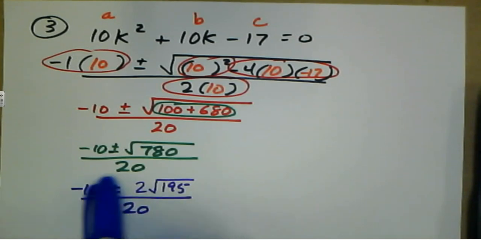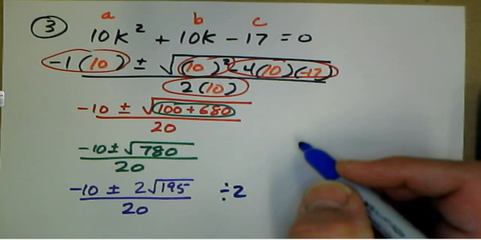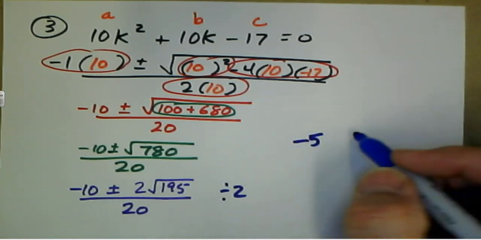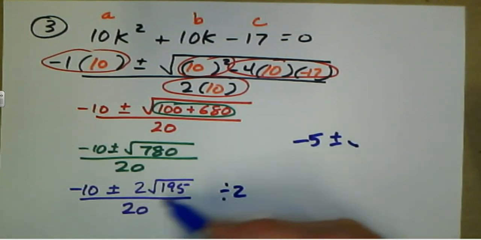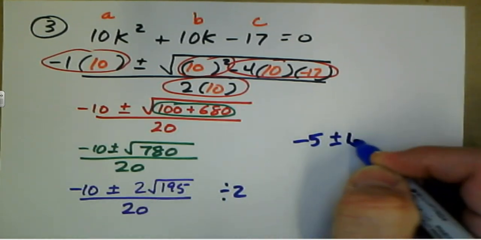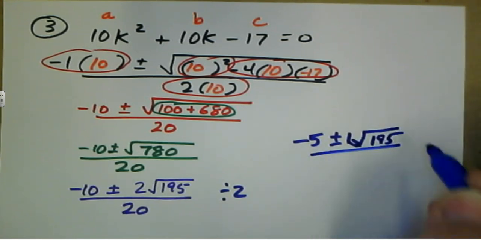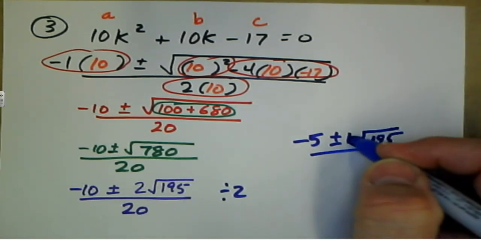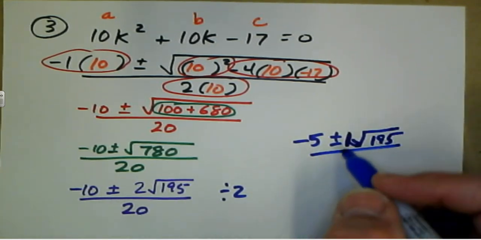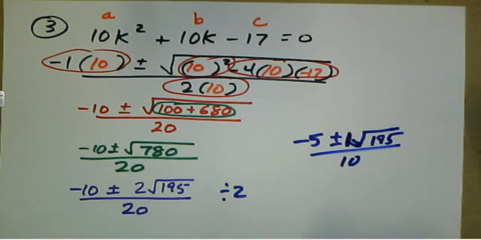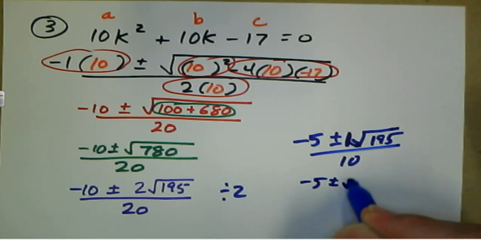Can 2 go to all these? Sure. We're going to divide it by 2. Negative 10 divided by 2 is negative 5. 2 divided by 2 is 1. We don't do anything with that 195. 20 divided by 2, 10. Do we need the 1? No, we don't. If it's there, I don't care.